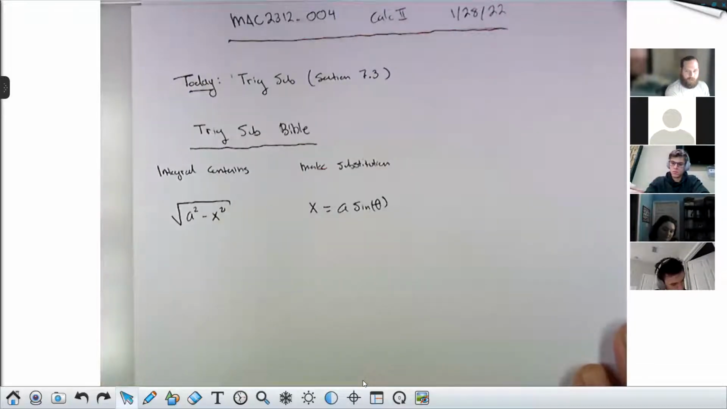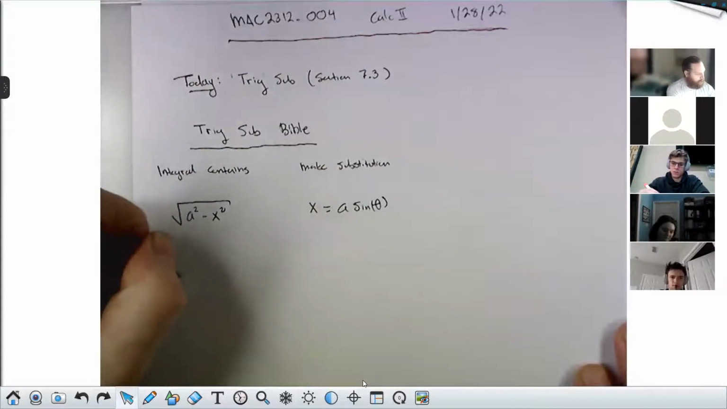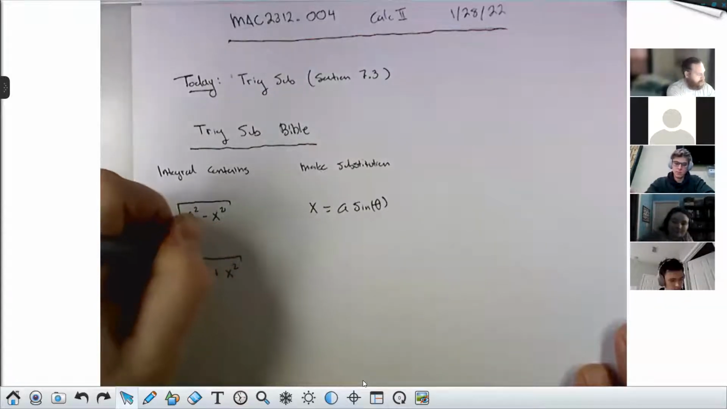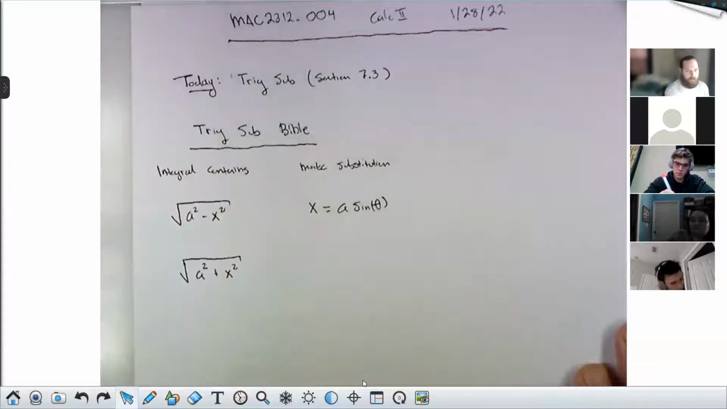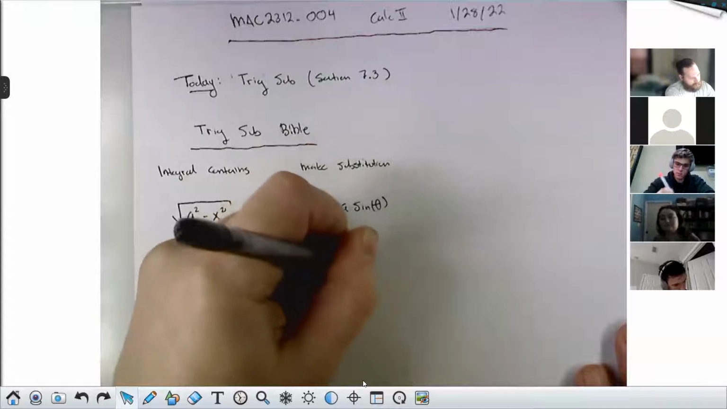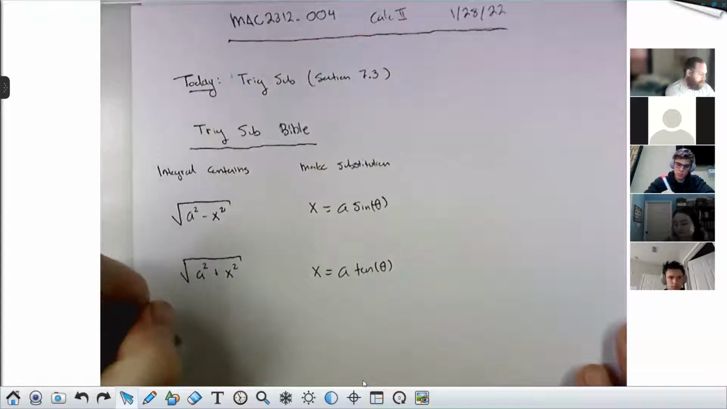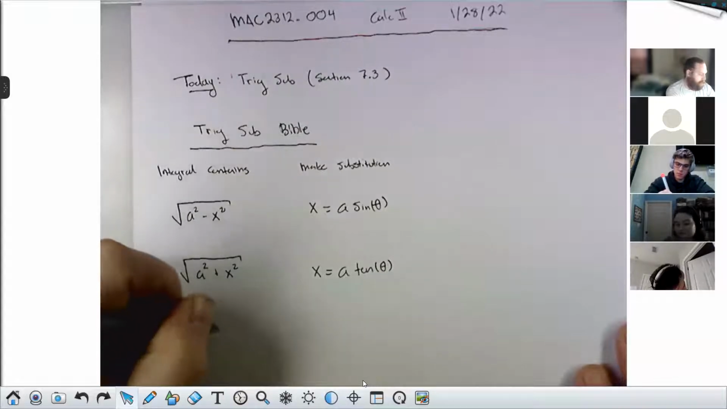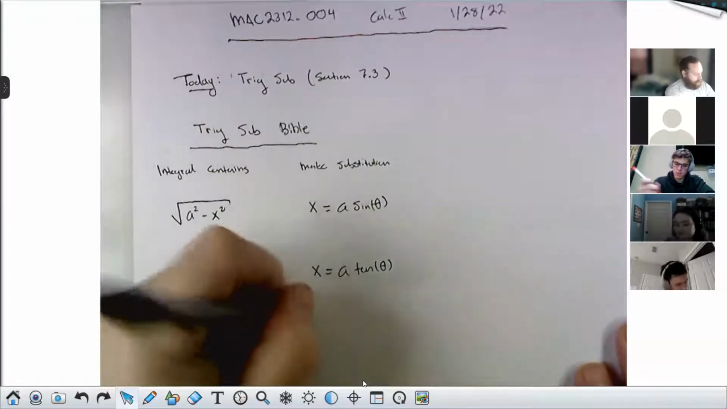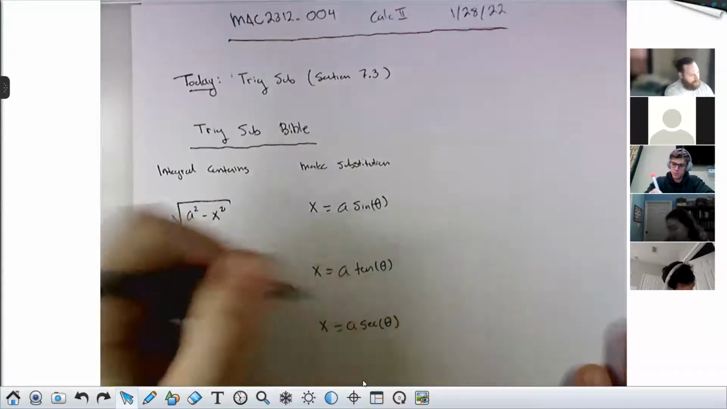And the integral we saw at the end of class on Wednesday falls into this category, right? 1 minus x squared. If your integral contains something like the square root of a squared plus x squared, a sum of a constant and your variable squared, you're going to make the substitution x equals a times the tangent of theta. And if your integral contains a square root of something like x squared minus a squared, where the variable comes first, they're being subtracted, then you're going to substitute something like x equals a times the secant of theta.